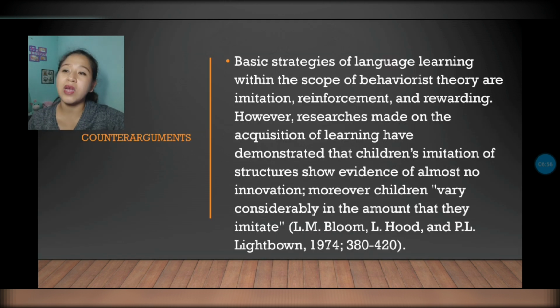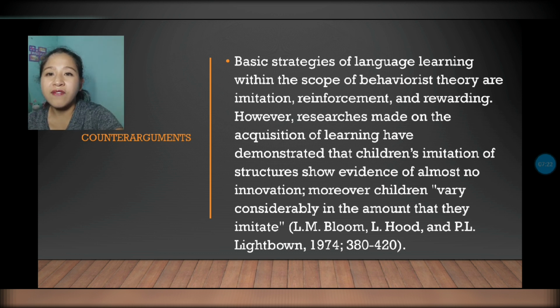So we're talking about the counter arguments now. These will contradict the operating principles. Not necessarily that they contradict their own words, but there are principles which really contradict the nature of learning. So we have the first counter argument.